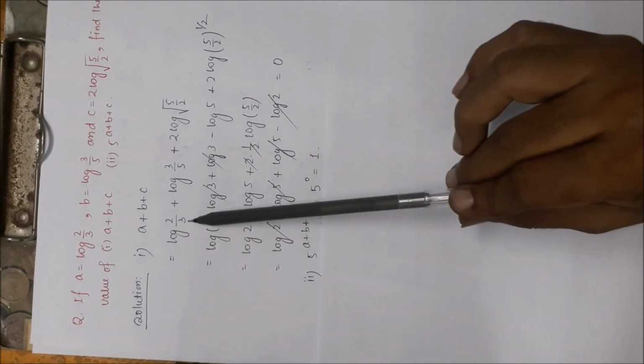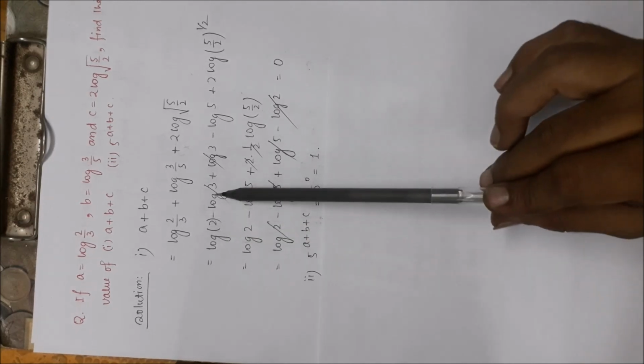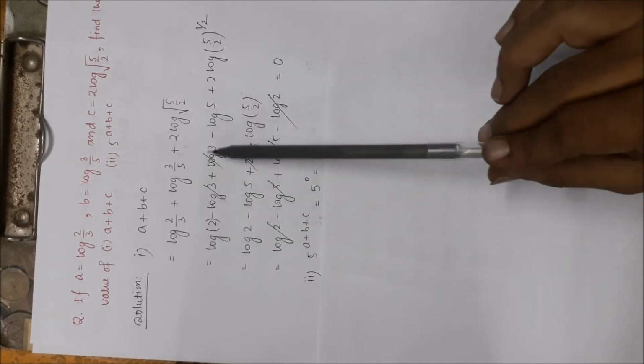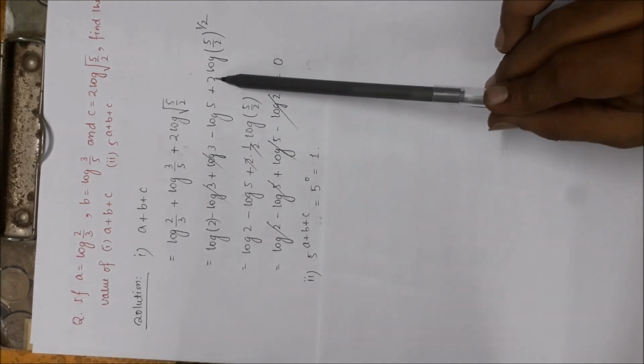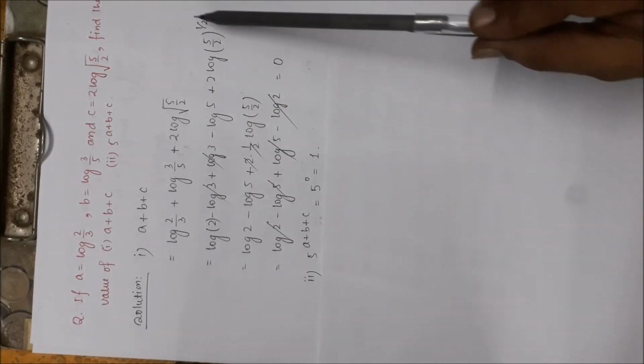So obviously first we find the value of a plus b plus c. In place of a, b and c, we are substituting the given values, that is log 2 by 3 plus log 3 by 5 plus 2 log square root of 5 by 2. Now log m by n equals log m minus log n. So log 2 by 3 equals log 2 minus log 3. Similarly, log 3 by 5 can be written as log 3 minus log 5 plus 2 into log square root of 5 by 2, which can be written as 5 by 2 to the power 1 by 2.